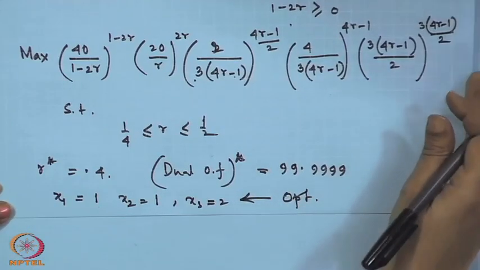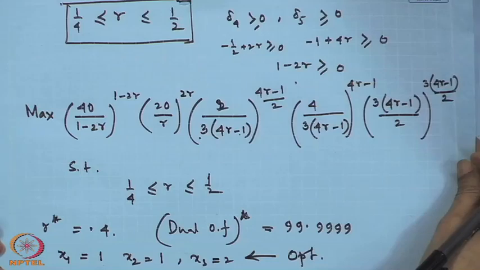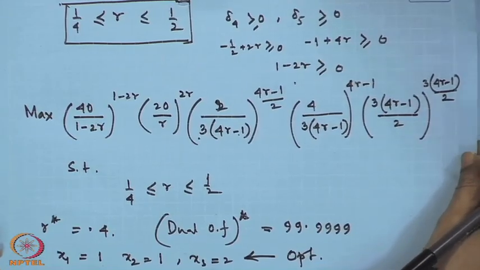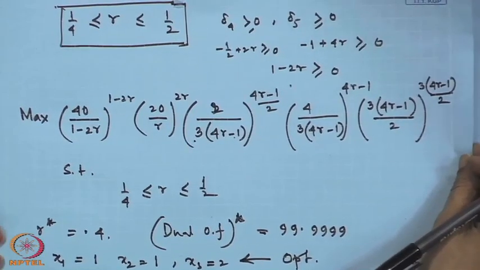This is the optimal solution for the primal geometric programming problem. Now, this is the problem we have developed, where we have considered the constraints of the type less than or equal to. Now, if we have the constraint of general type, then how can we solve the problem?